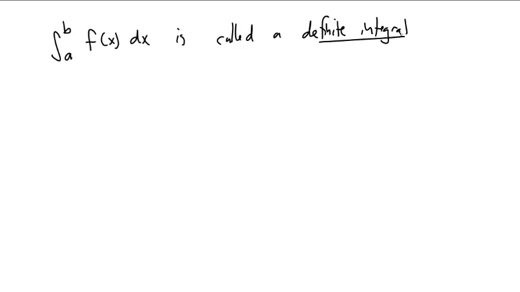The integral from a to b of f of x dx is called a definite integral, and it represents a number. It's the area under the curve, where the area above the x-axis counts positive and the area below the x-axis counts negative. What we're going to say is the integral without the limits a and b is an indefinite integral.